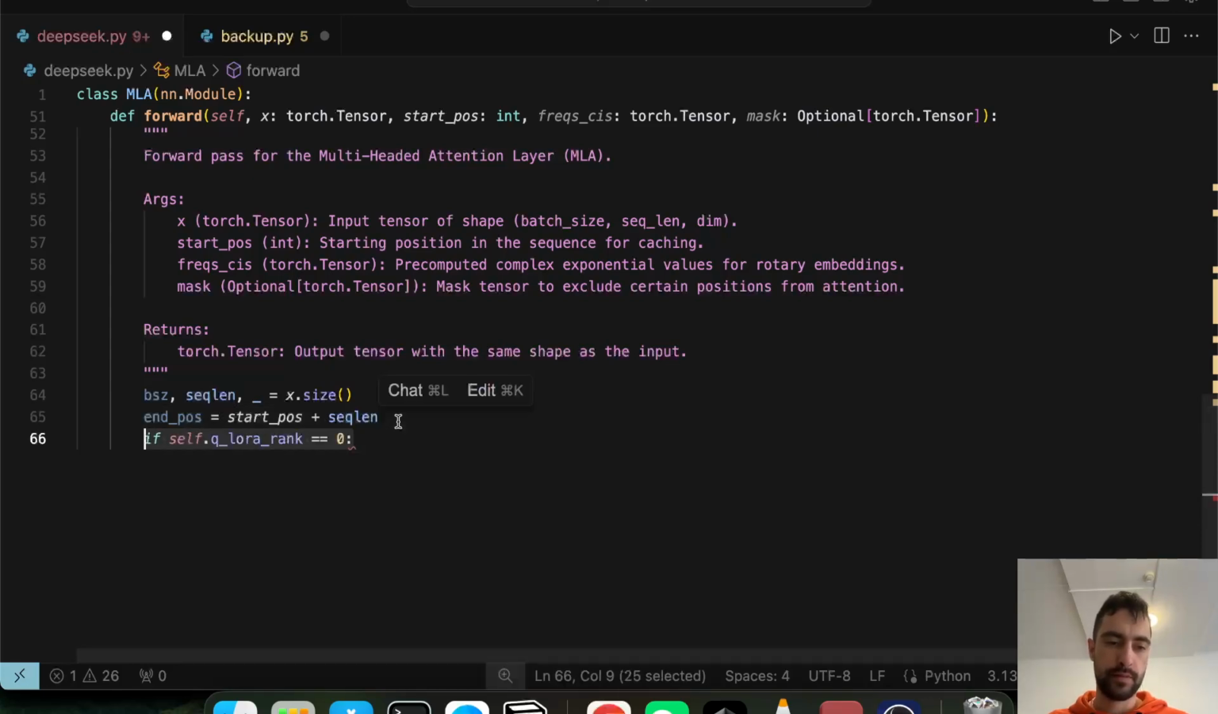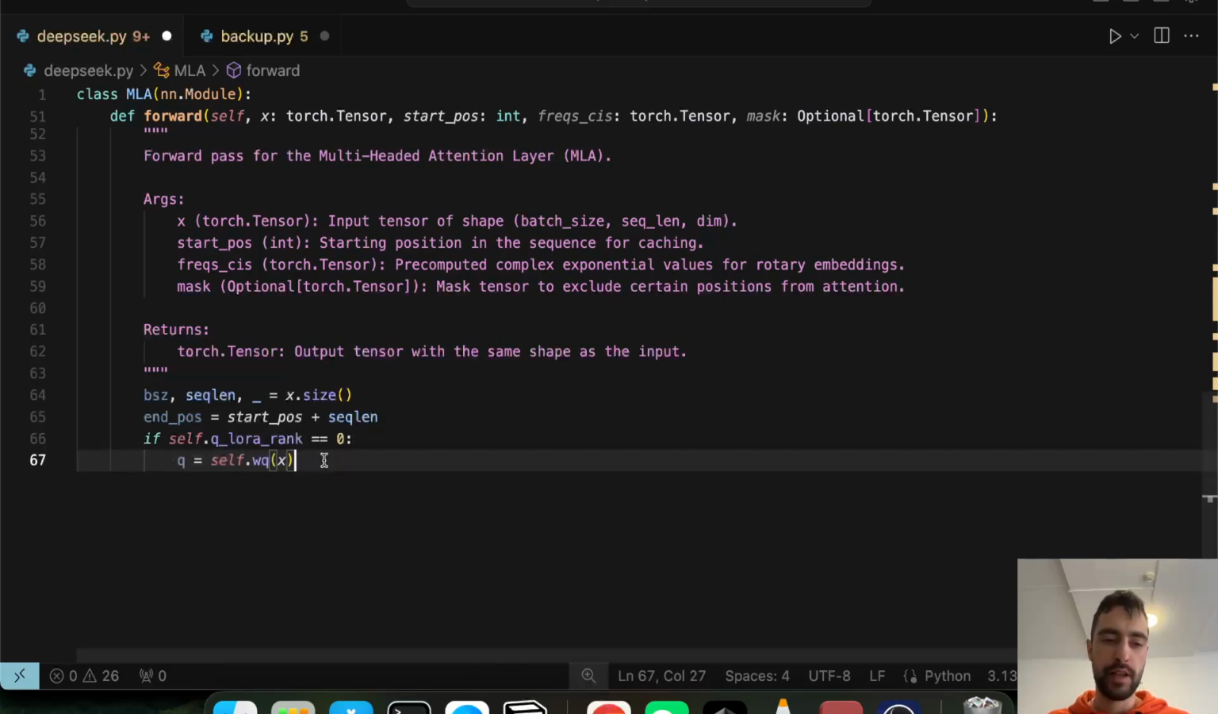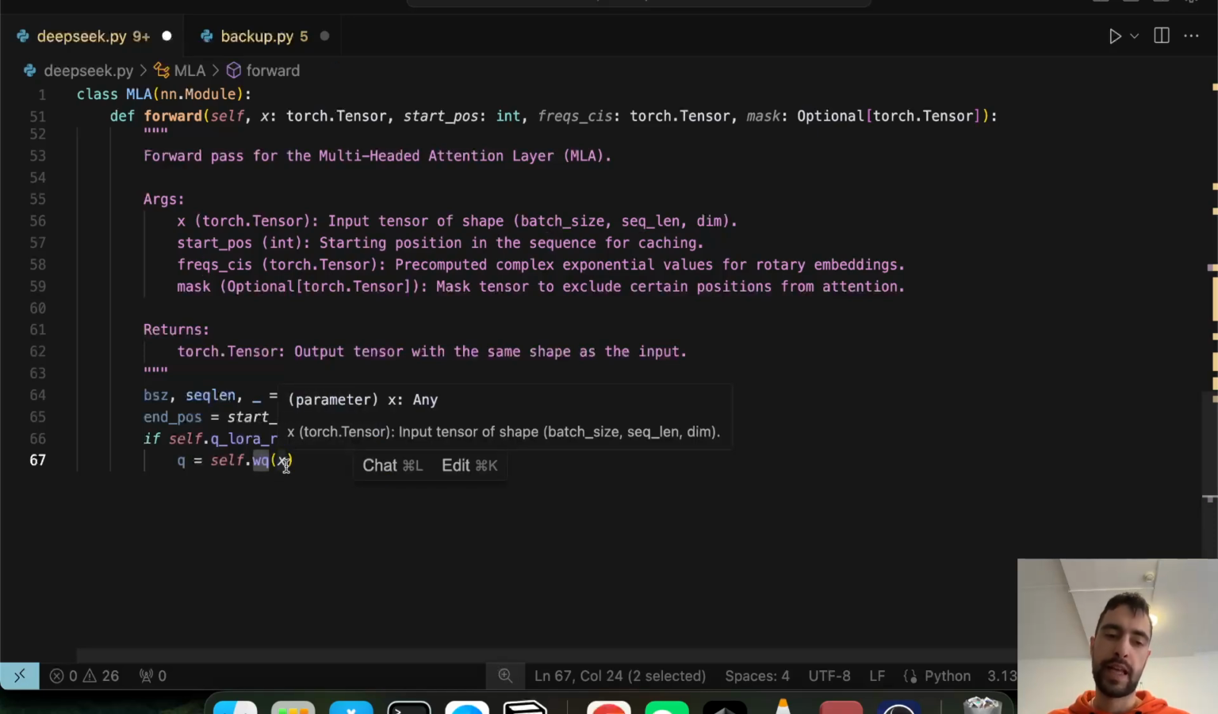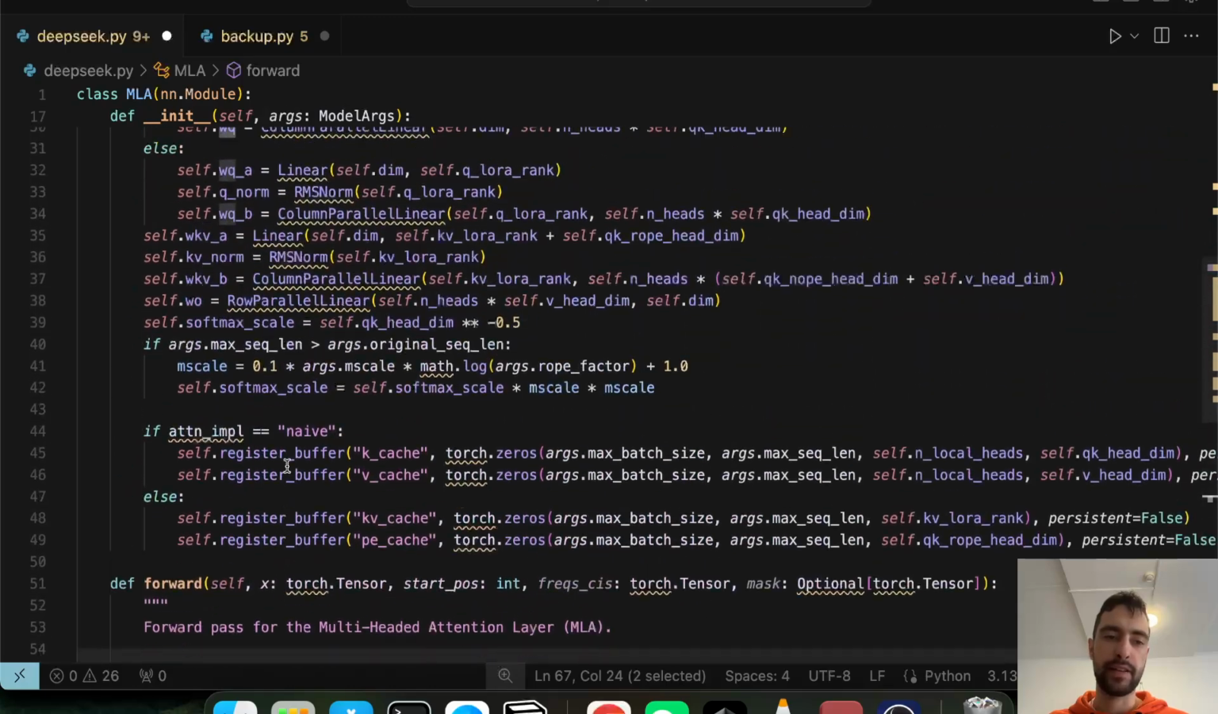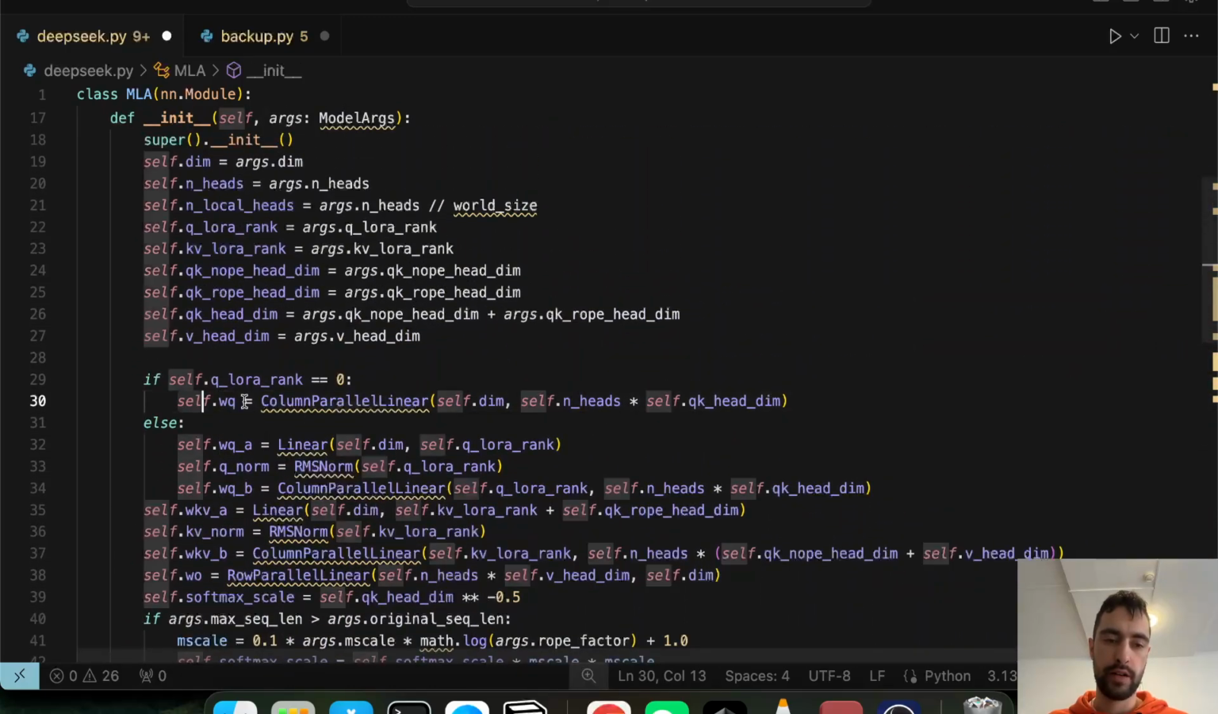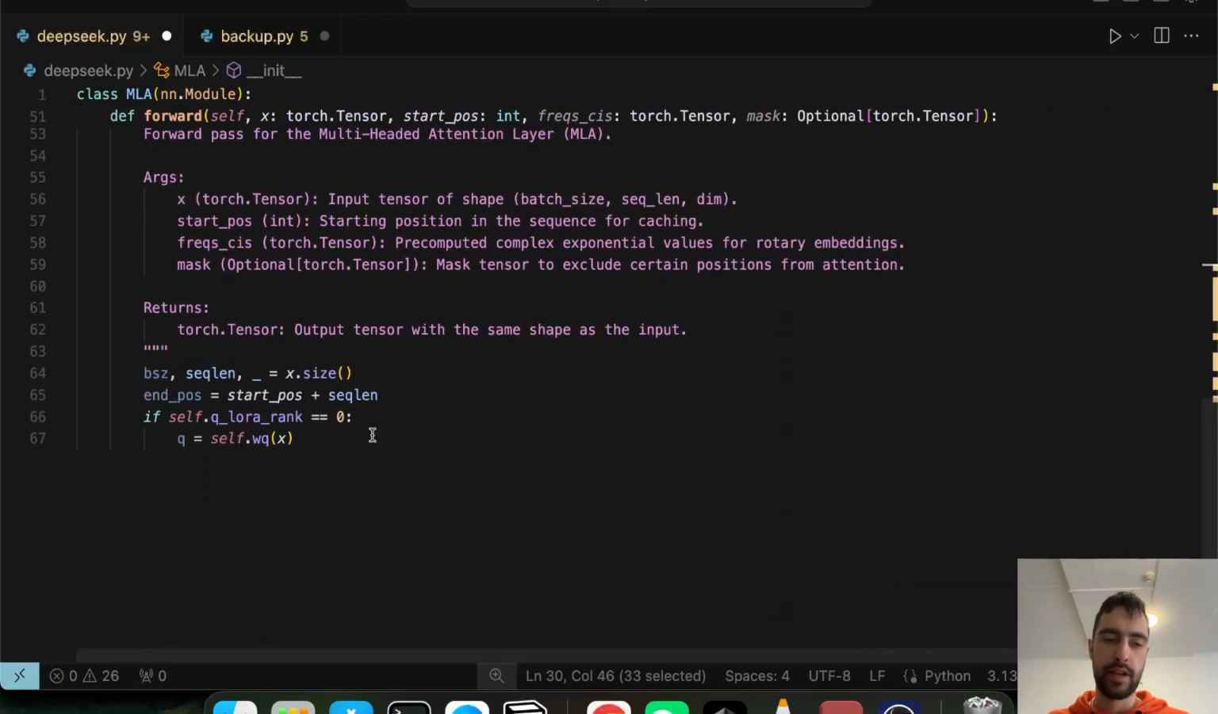If self.q_lora_rank is 0, so if we are using standard attention, not this multi-head latent attention, then the query vector will just be passed through this linear layer WQ matrix that we defined up here. This is a standard calculation. Else, if we are using DeepSeek's implementation, then we will do it a bit differently.